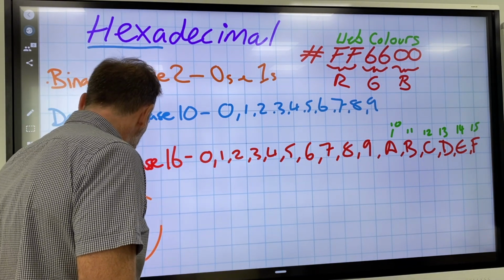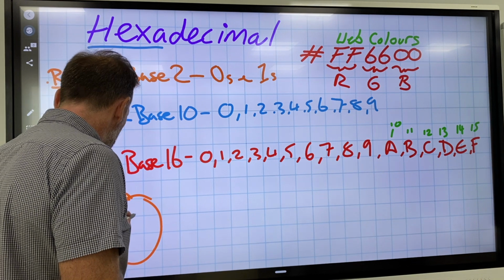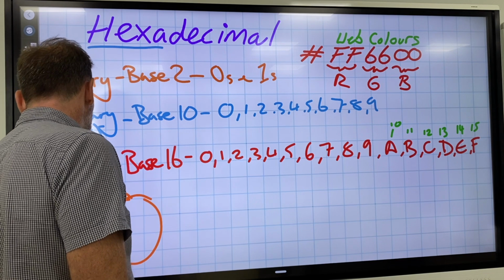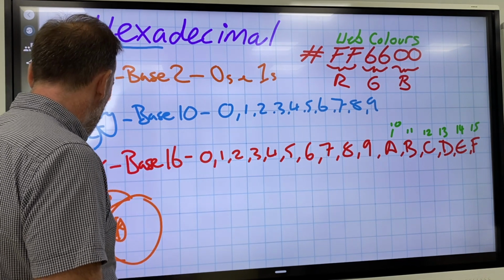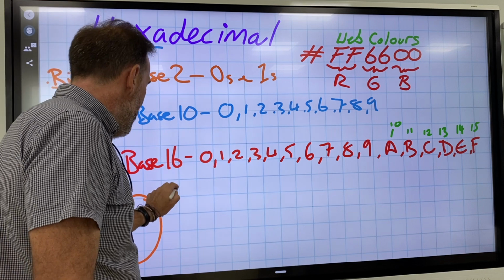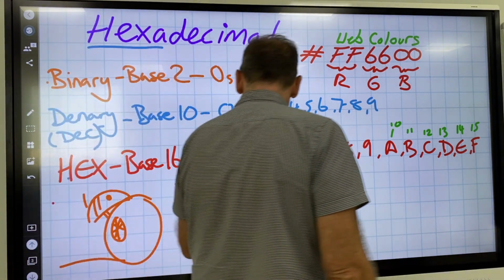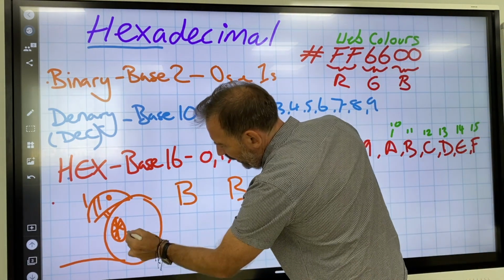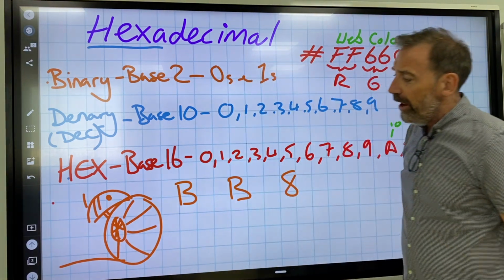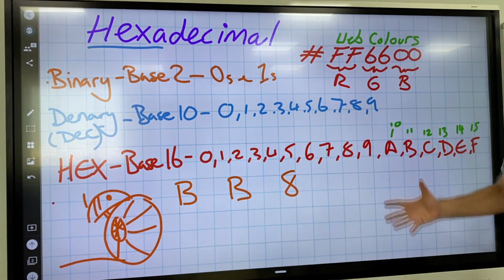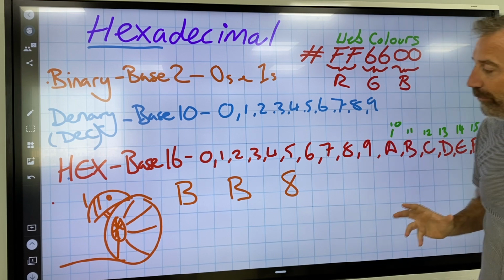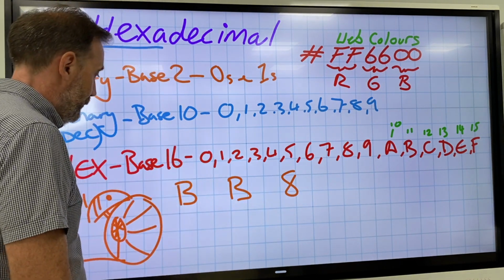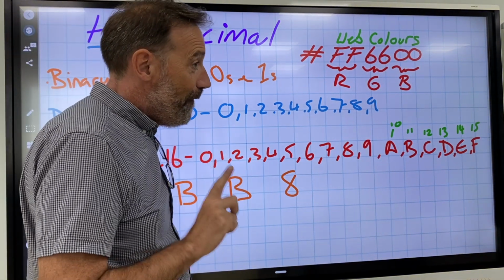It looks a little bit like this, with a little circle thing there, and it whizzes across. We've got B8. It looks sort of like that, BB8. BB8 could be described as a hexadecimal number. BB8. 11, 11, 8.